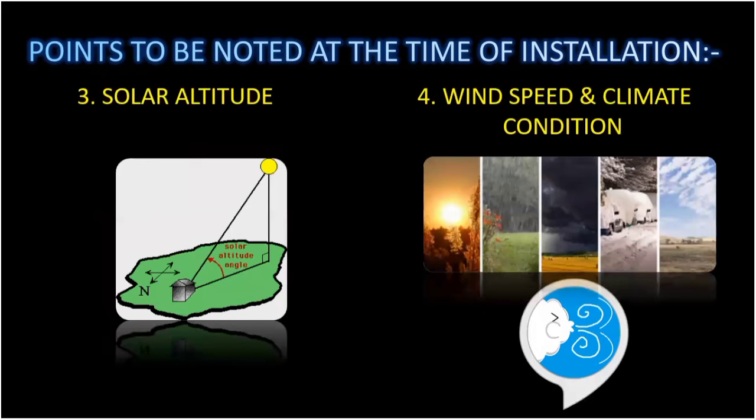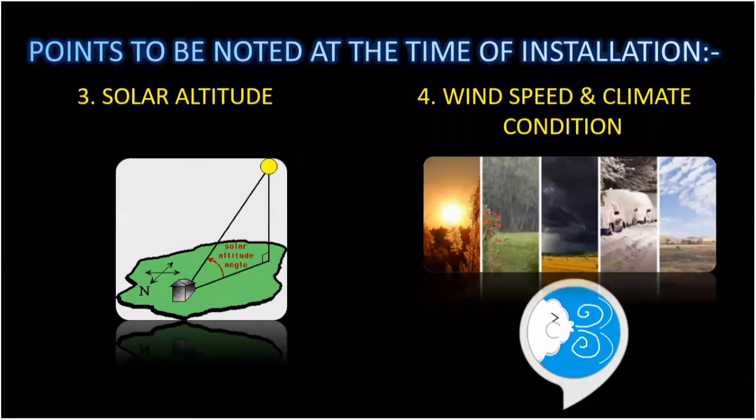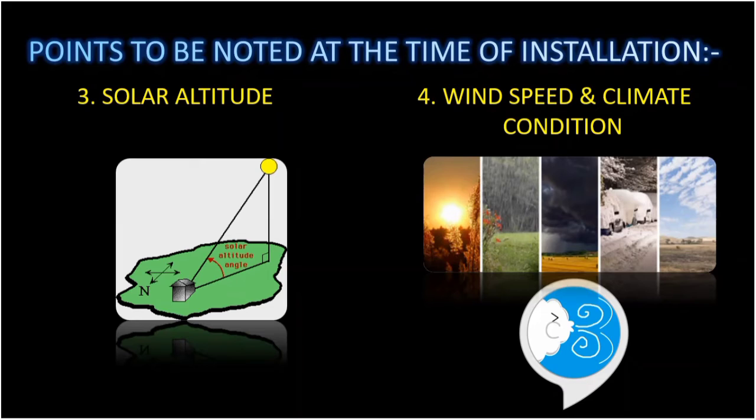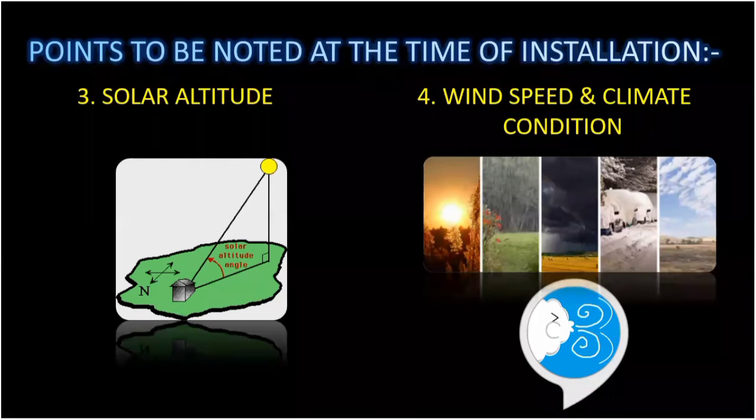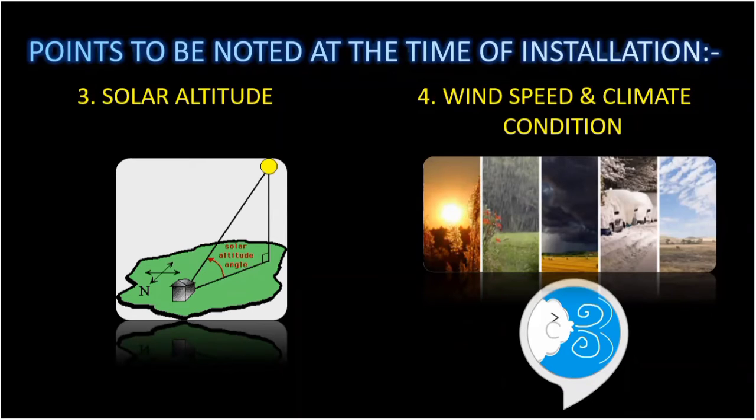The third one is solar altitude. Solar altitude is the angle of the sun relative to the Earth's horizon and is measured in degrees. The altitude is 0 at sunrise and sunset and can reach a maximum of 90 degrees, directly overhead at noon, at latitudes near the equator. The last one is wind speed of the area and the climatic condition.